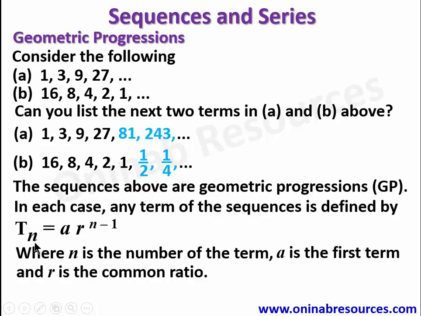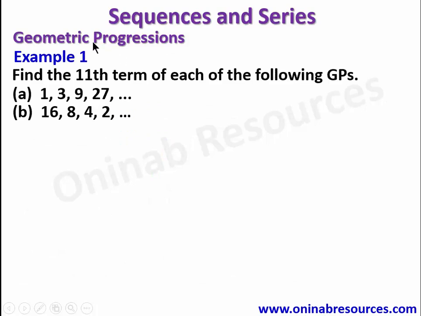We told you in the previous tutorial that this Tn, depending on the material you are using, could be Un, it could be An, it could be nth, and so on. So we'll now be going ahead to solve some examples. Example 1. Find the 11th term of each of the following GPs, that is geometric progressions. So we have A, 1, 3, 9, 27 and so on, B, 16, 8, 4, 2 and so on.